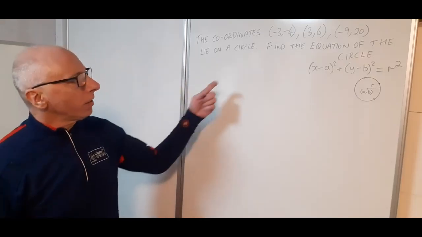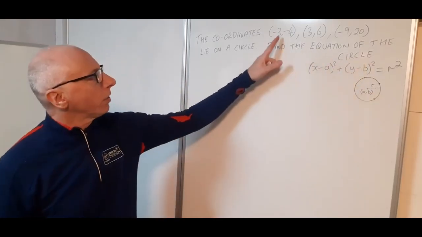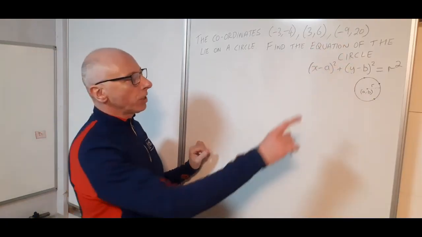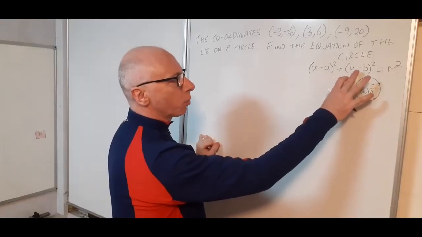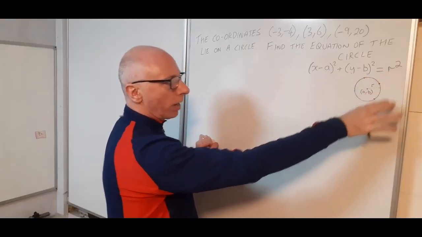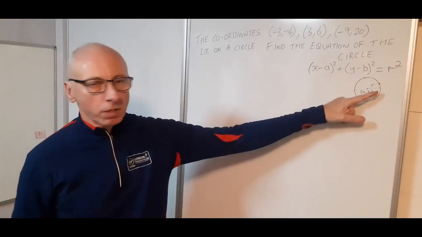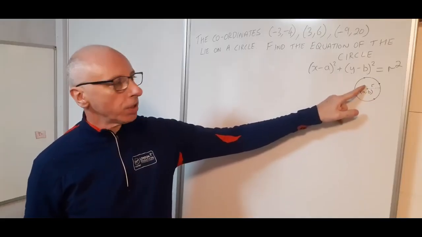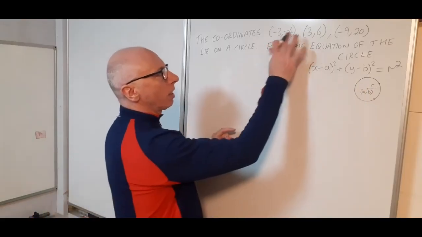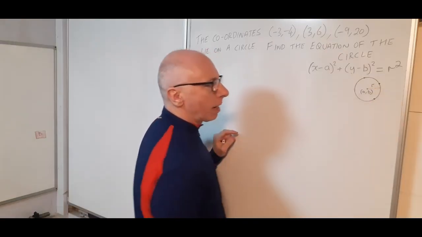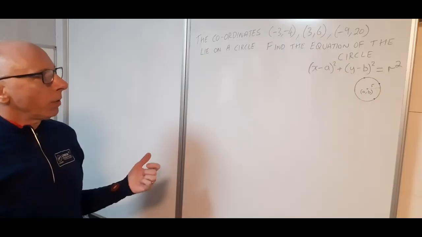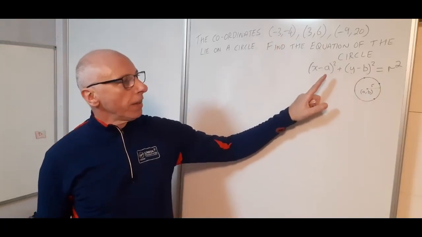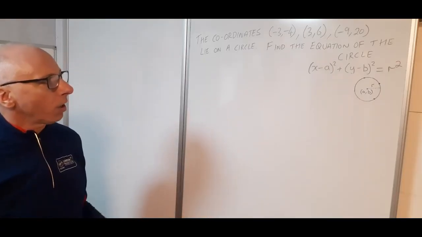So in this question, I need to find the equation of a circle given three coordinates which lie on the circle. Now, the equation of a circle is (x - a)² + (y - b)² = r², where r is the radius of the circle and a and b are the coordinates of the centre of the circle. My coordinates here could be these three, for example. What I'm going to do is substitute values of x and y into an equation and then hopefully get a system of equations which I can solve.